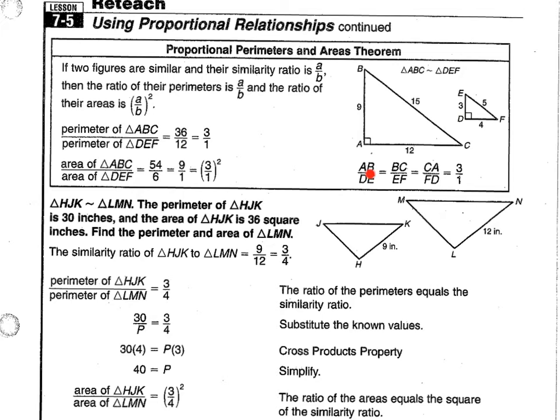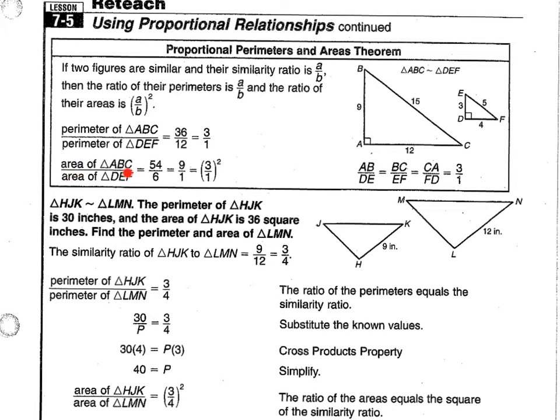So the sides, if you compare AB, 9 is to DE, 3, as BC, second and third letter, is to EF, so 15 is to 5, as AC, first and third letter, is to DF, so 12 is to 4. When you reduce those fractions, that's going to be 3 over 1. So notice that the similarity ratio is the same as the perimeter ratio, which is 3 over 1.